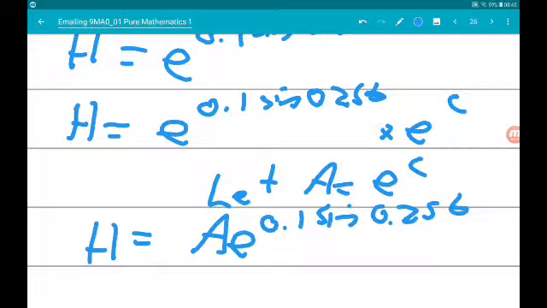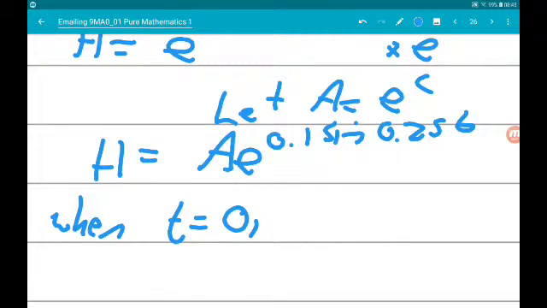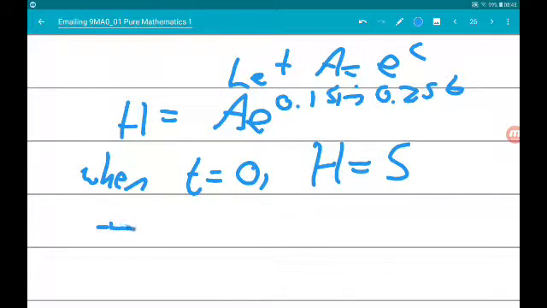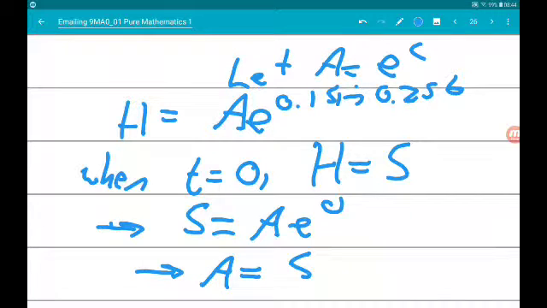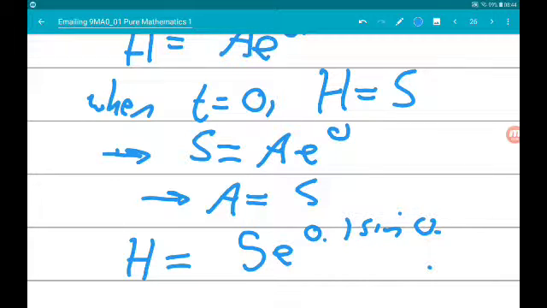And now we use our initial conditions. So we know at the start of the ride, so when t is equal to 0, the height of the passenger was 5. So h is 5. So that's going to give us 5 is equal to a e to the power of 0. Therefore, a is equal to 5. And finally, h does equal 5 e to the 0.1 sine 0.25t, as we wanted it to.